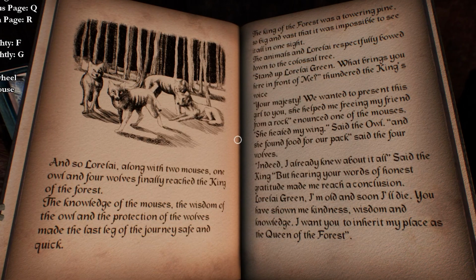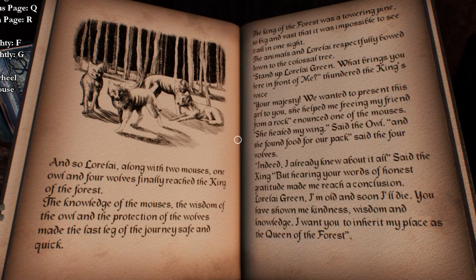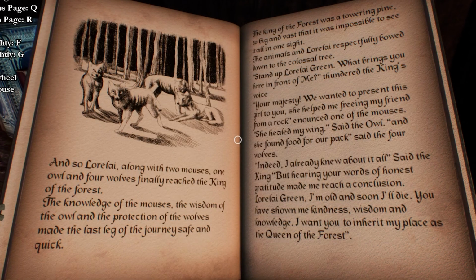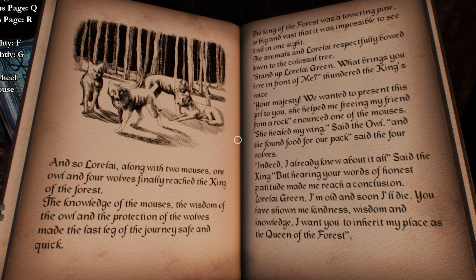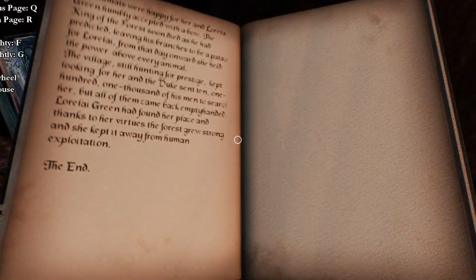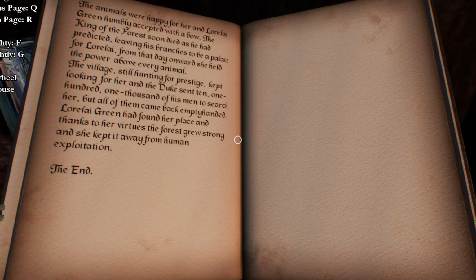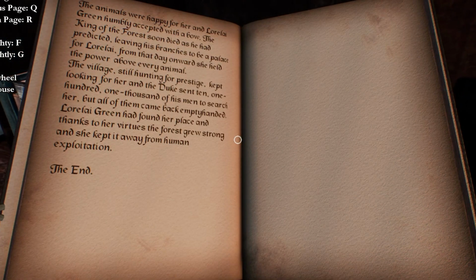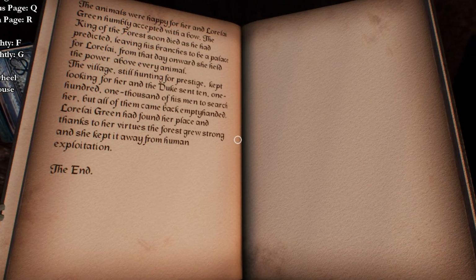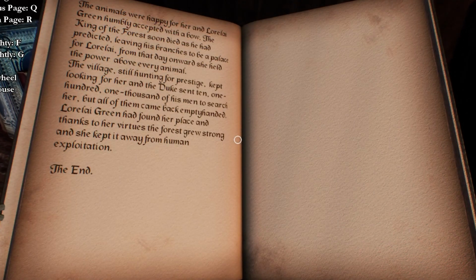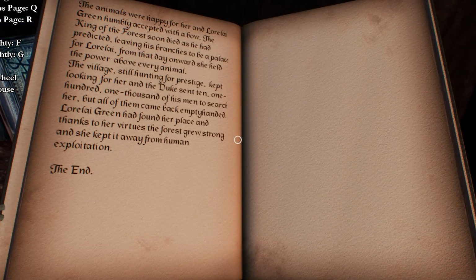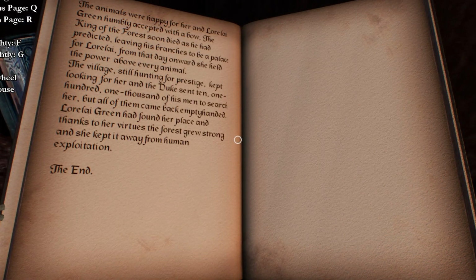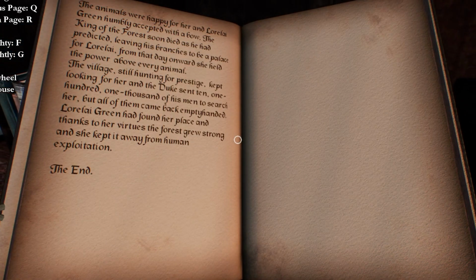Lorelei Green, I am old and soon shall die. You have shown me kindness, wisdom, and knowledge. I want you to inherit my place as the queen of the forest." The animals were happy for her, and Lorelei Green humbly accepted with a bow. The king of the forest soon died, as he had predicted, leaving his branches to be a palace for Lorelei. From that day onward, she held the power above every animal.